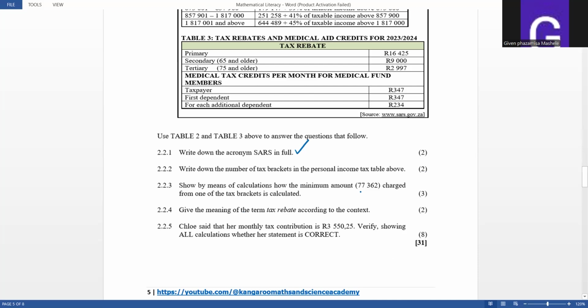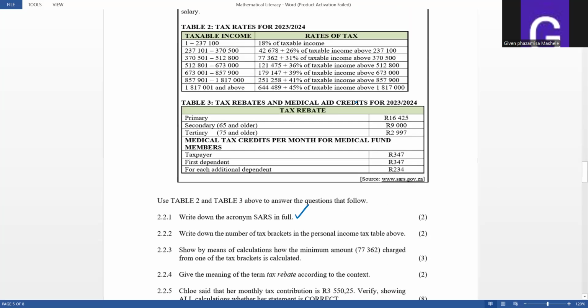The number of tax brackets in the income tax table above. We just want to write down the number of the tax brackets. Here they wanted to see whether you are able to know the tax brackets. How many are they? It's 1, 2, 3, 4, 5, 6, 7. So the answer is 7. Straightforward. Write down the number of the tax brackets in the personal income tax. So they're just 7.